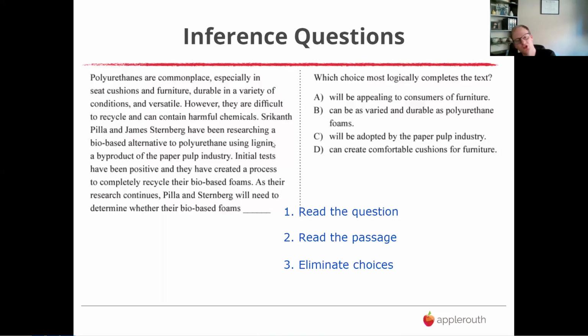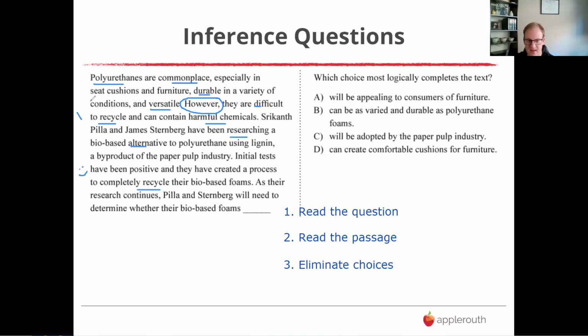So here we've got which choice logically completes a text. That's classic inference. They mentioned polyurethanes, so if I was annotating, I'd write that. Commonplace, especially in seat cushions and furniture. They're durable in a variety of conditions. They're versatile. And then connector words are very important. They're difficult to recycle. They can contain harmful chemicals. So these people have been researching an alternative. Initial tests have been positive, and there's a new process for recycling.